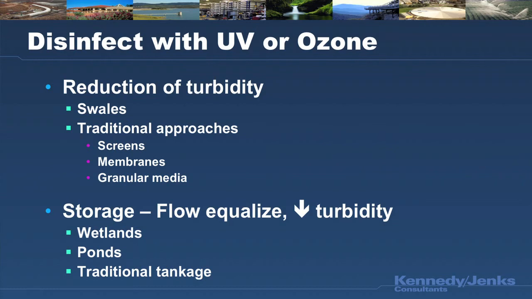So you have to reduce turbidities. You can use BMP type things like swales, or traditional approaches like screening, membranes, granular media, filtration. Storage, there are a number of ways to store. BMP type storage or traditional tankage.